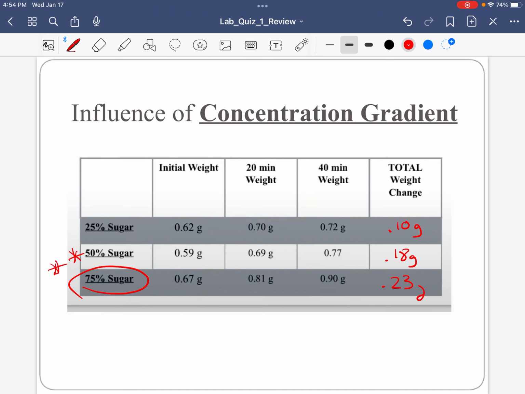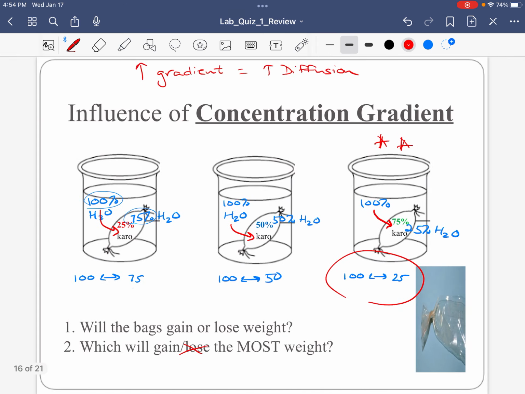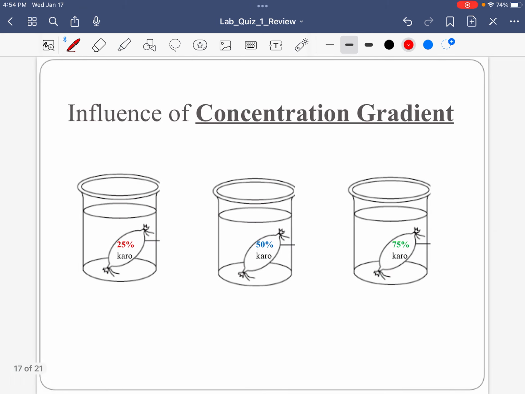Which bag would have gained the most weight? 75% sugar. We were looking at that bag. Let me say that over again. This particular bag had 75% sugar, or Karo, which means it had only 25% water. This bag gained the most weight because it had the least amount of water. So there was the biggest concentration gradient.